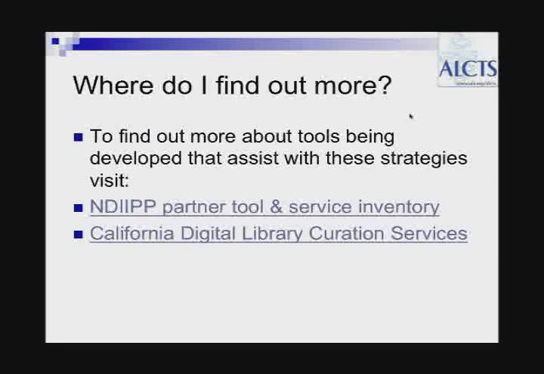Okay, so where do you go to find out more about this? To find out more about tools being developed that assist with these strategies, a couple of places to visit include NDIIPP. I mentioned it earlier. It's the National Digital Information Infrastructure Preservation Program at the Library of Congress. They have a tool and service inventory that's wonderful. The California Digital Library Curation Service also has quite a number of tools that they work on at the California Digital Library. So those are two places that would be wonderful resources for you to learn more about what tools are out there.